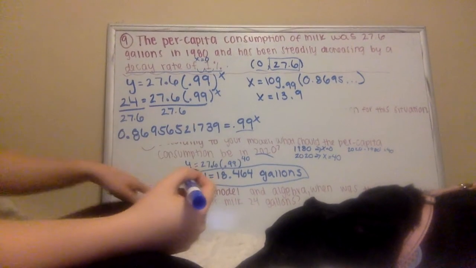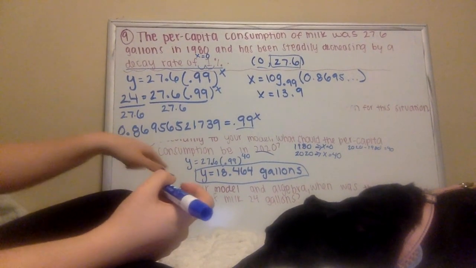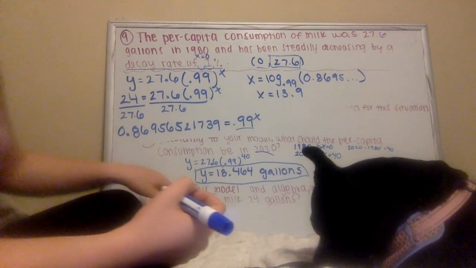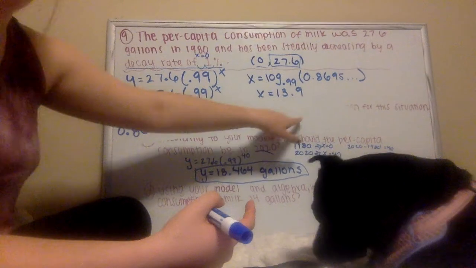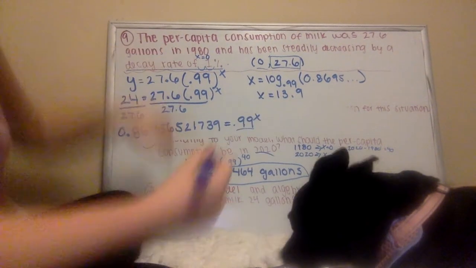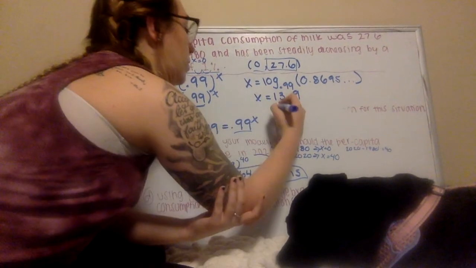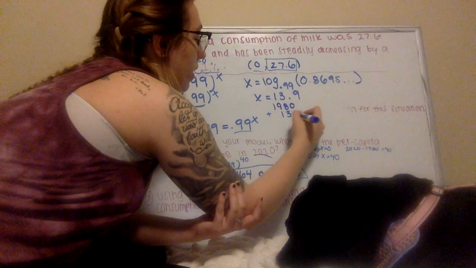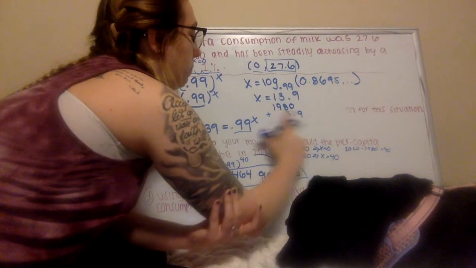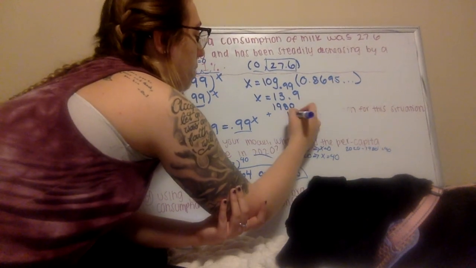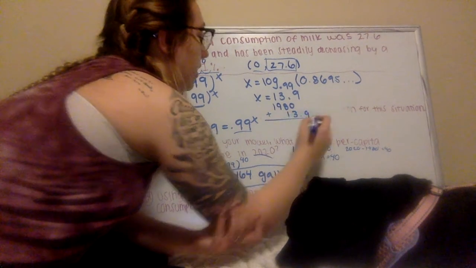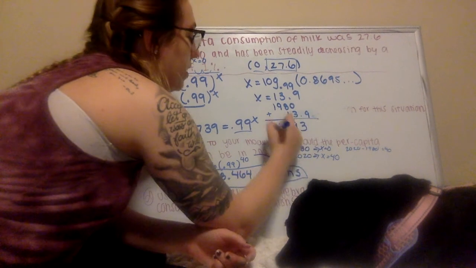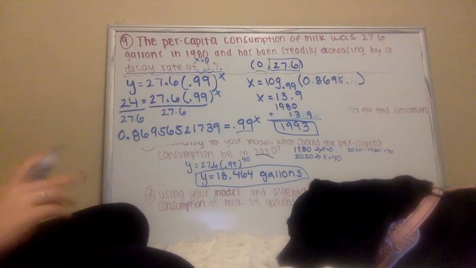But this isn't our final answer because it asks us when. It's asking for what year the per capita consumption of milk was 24 gallons. So 13.9 is in years. We need to add that 13.9 to our original year, our first year, where x equals 0. So 1980 plus 13.9. Let me line up those decimals, do this properly. So then we're in the year 1993. So this is your final answer for part D.